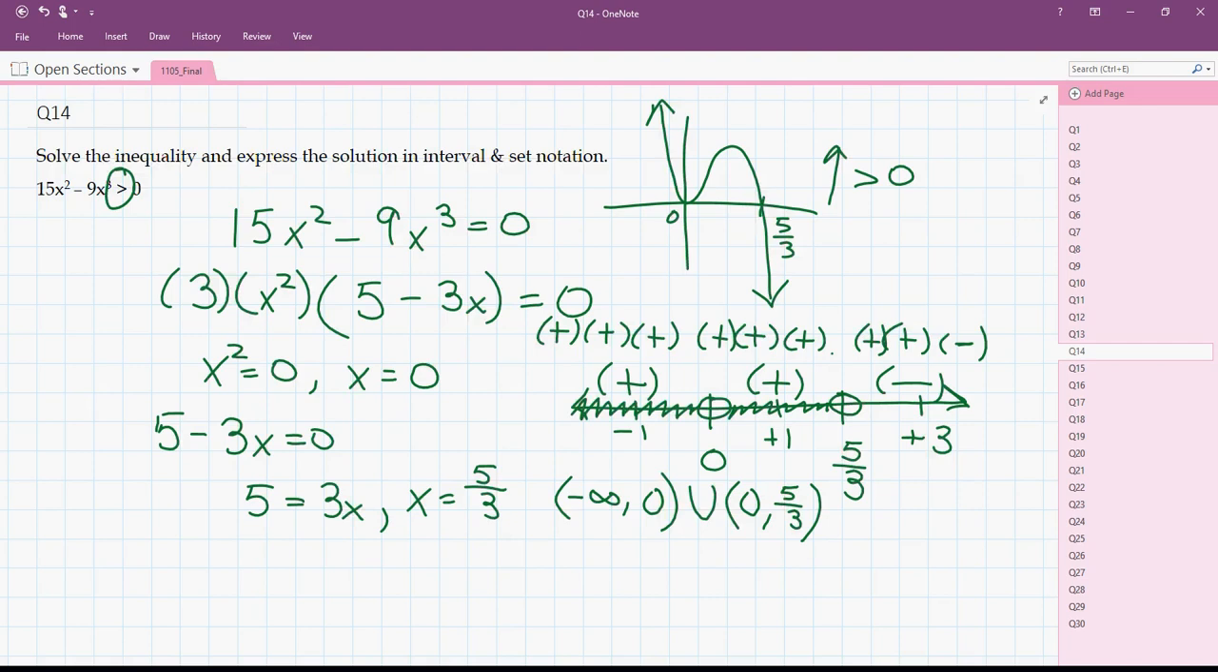If you were going to write this in set notation, we would say it is x such that x is less than 0 or 0 < x < 5 over 3. It's personal preference of your professor how wordy those statements should be, but that does accurately express our solution as well.